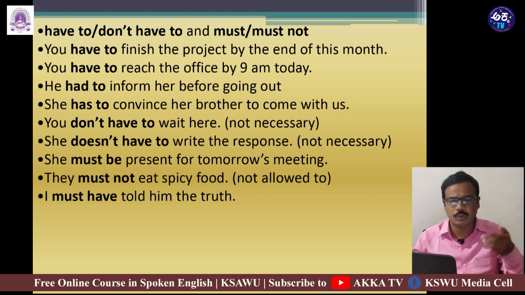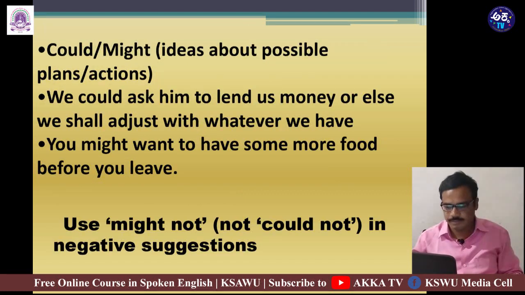I must have told him the truth. I did not tell him the truth, but I must have told him the truth. It was compulsory, it was obligatory for me to tell him the truth, but I did not tell him the truth. That was a mistake, right? And then Ravish mustn't have skipped the class. It is wrong on his part to have skipped the class. He should not have skipped the class. It was compulsory for him to attend the class, right?